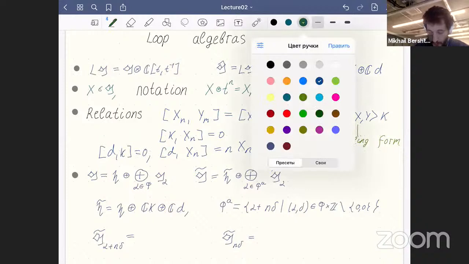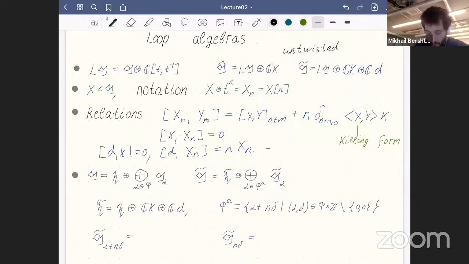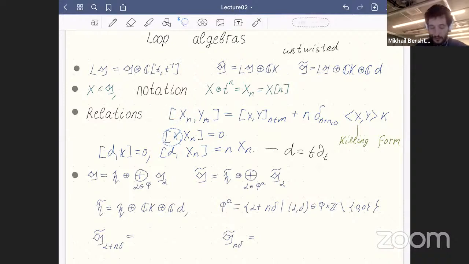As a remark, one can think that D is equal to t d/dt. In principle, there is something to prove, that this is indeed an algebra, that the Jacobi rule is satisfied. It is straightforward, and I will not even give it as a problem.